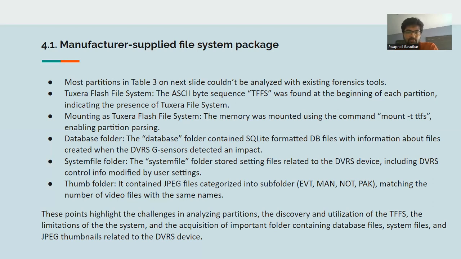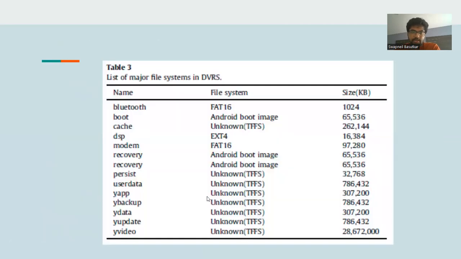System file folder: the system file folder stored settings related to the DVR's devices, including the DVR's control, as modified by user settings. Thumb folder: it contained JPEG files created in some folders, EBT, MAN, NOT, PAK, matching the number of files. So these points highlight the challenges in analyzing partitions, the discovery and utilization of the TFFS, the limitations of the system, and the acquisition of important folders containing database files, system files, and JPEG thumbnails related to the DVR's device. Like we saw before.